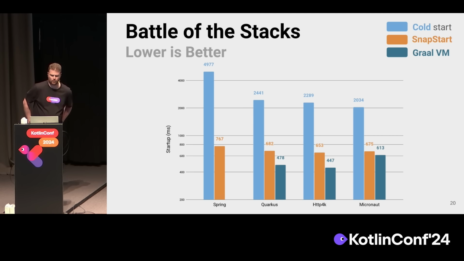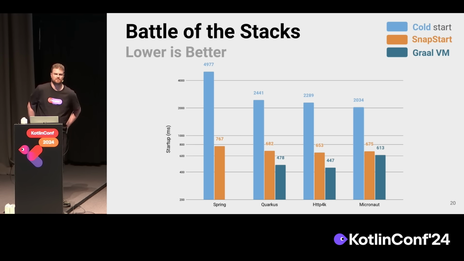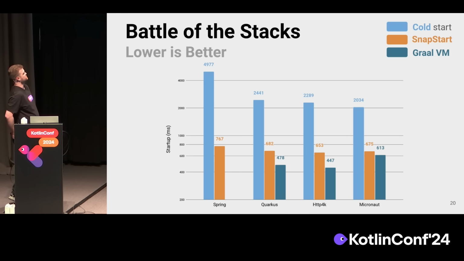So once I've made these changes and I've tested everything, this is what I get. Interestingly, Micronaut didn't really benefit. I'm guessing that's because Micronaut tries very hard to do as much ahead of time as possible. So perhaps there aren't as many benefits we can gain from here. However, Quarkus and HTTP4K do get some fairly incremental improvements beyond what you can get with SnapStart. So that's interesting.